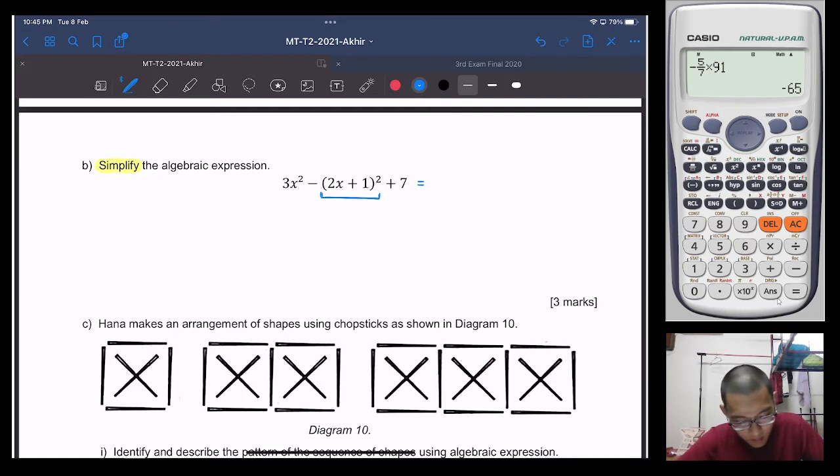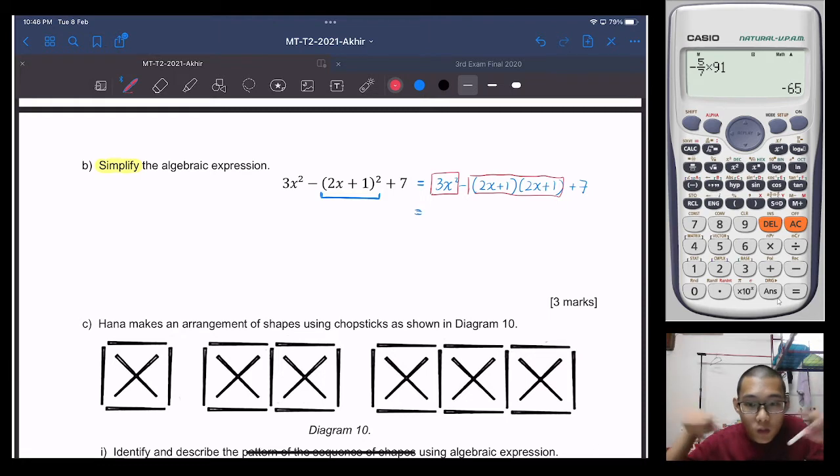Before we expand, we know that this one, 3x squared minus (2x plus 1) squared, means that we have 2x plus 1 times 2x plus 1, with plus 7. So the first one we try to solve: we minus this one, 2x plus 1 squared, the whole algebraic expression, and then plus 7.